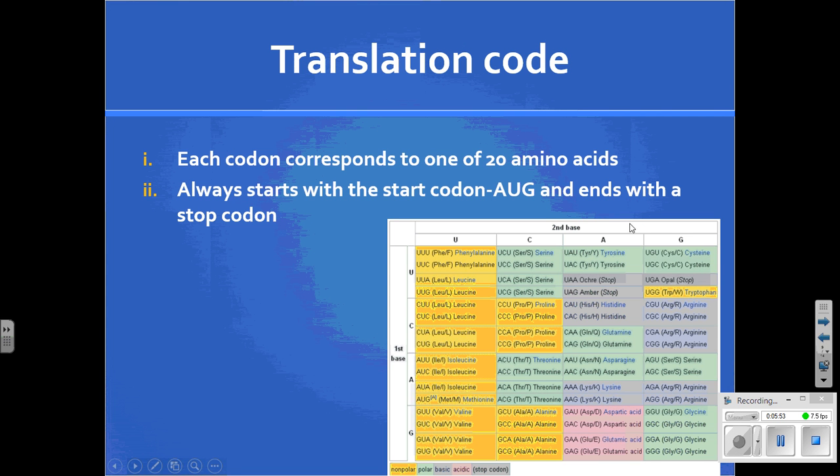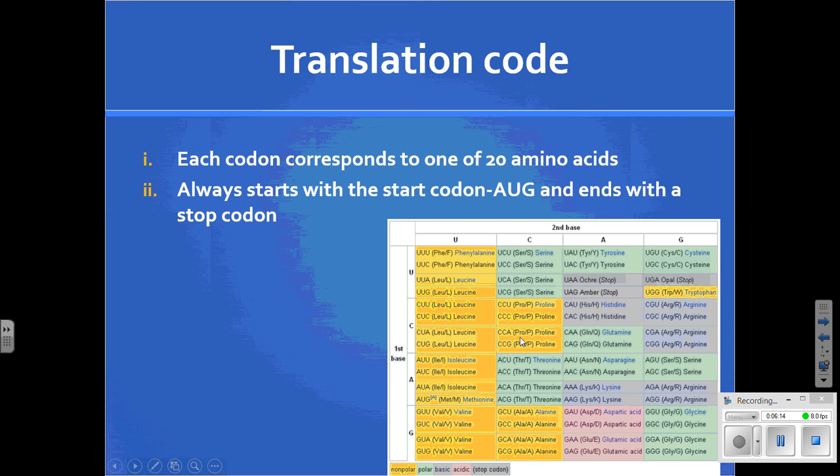So to actually translate the code, that codon, that group of 3 letters, is going to tell us what amino acid comes in. And you always start with something called a start codon. It's usually going to be AUG, that sequence of letters. And then our stop codon is going to tell us to quit making the protein. And it'll literally be called a stop codon.